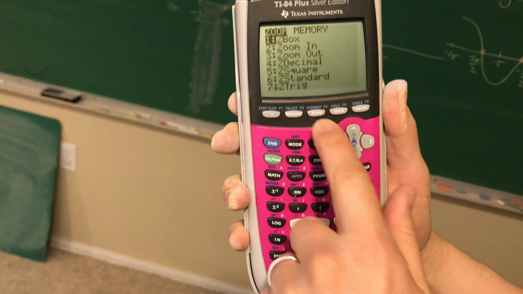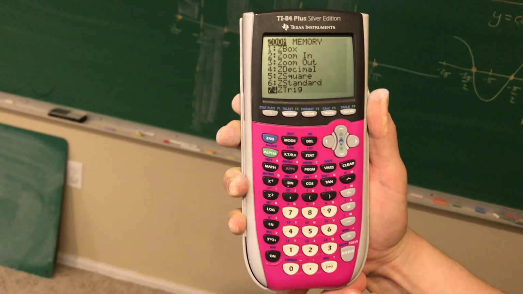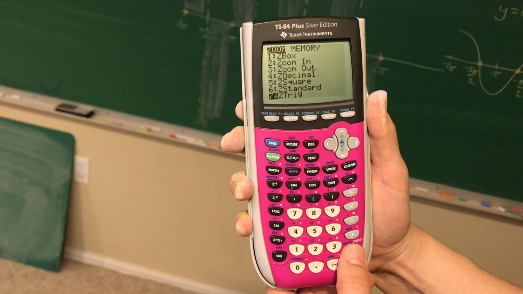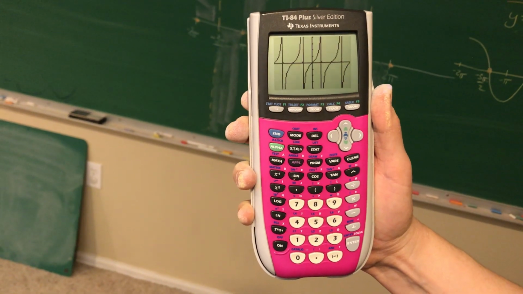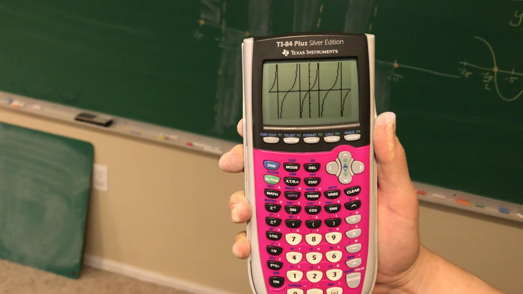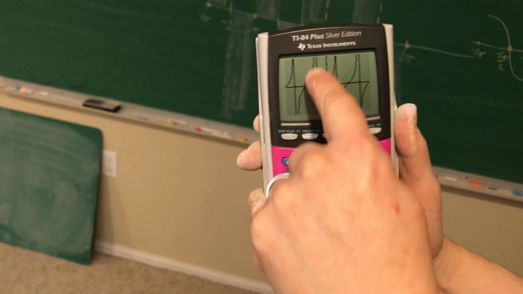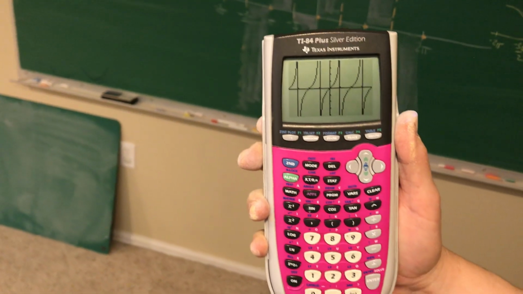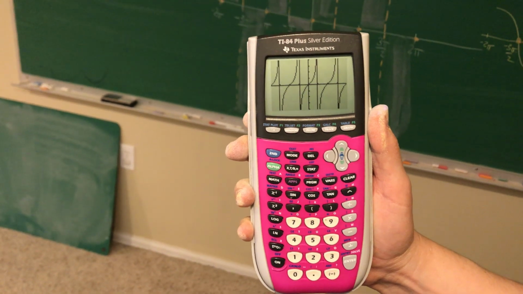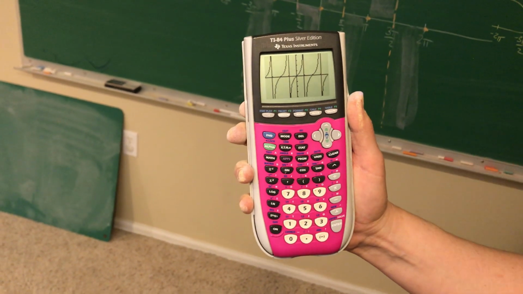I'm going to hit zoom and go down to zoom trig. When I do that and I hit enter, check out what's happening. Something that you might notice is that my calculator has these vertical lines. Yours may have those, or it might not, depending on which version of this calculator you have. So take a minute and draw that on your calculator, or type it into your calculator, and I'm going to draw this up on the board.